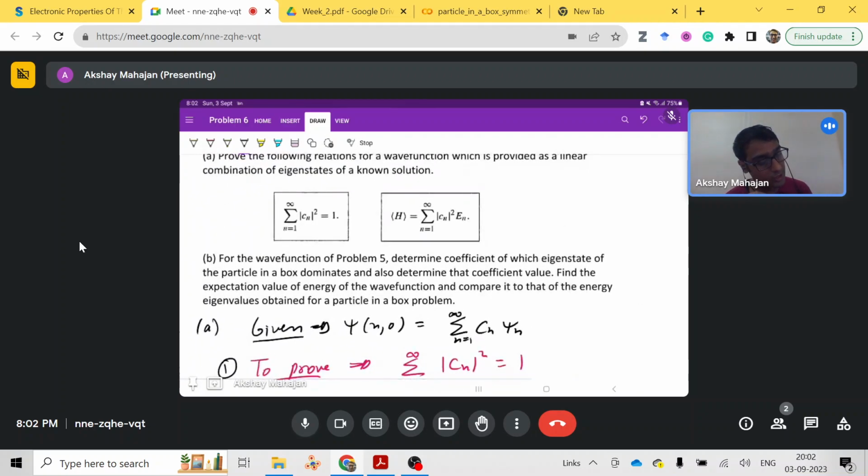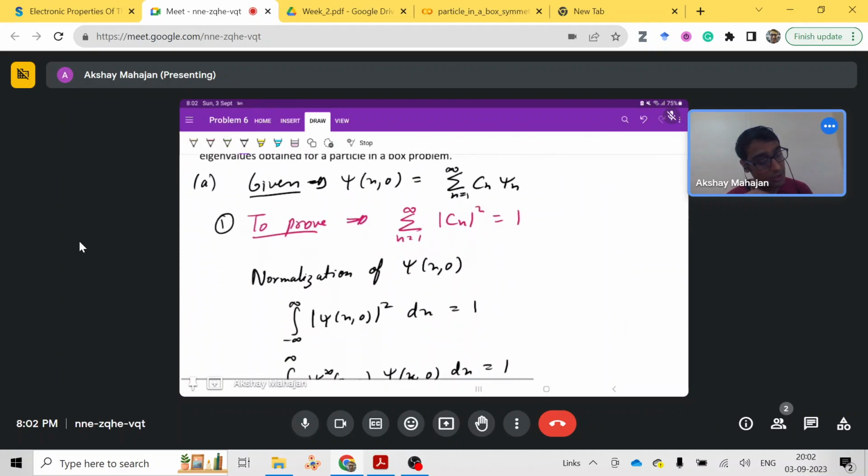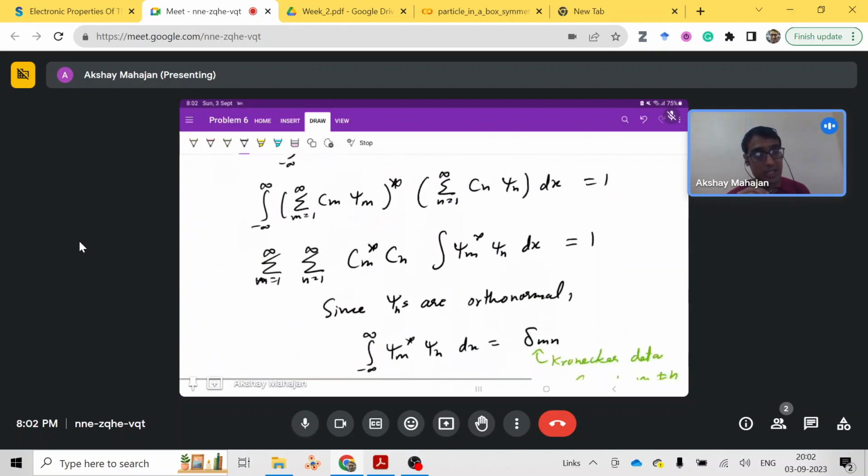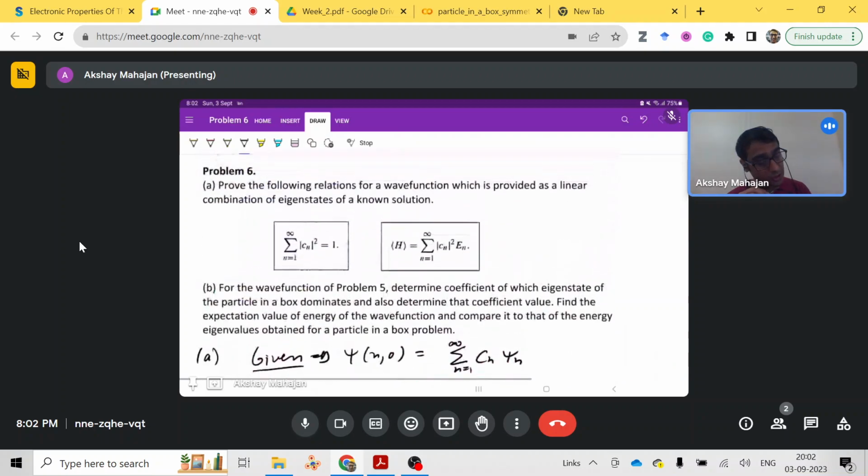Okay, so basically we need to determine which eigenstate of the particle in a box dominates, because the cn basically tell you how much of each eigenstate is in that wave function psi of x comma 0.